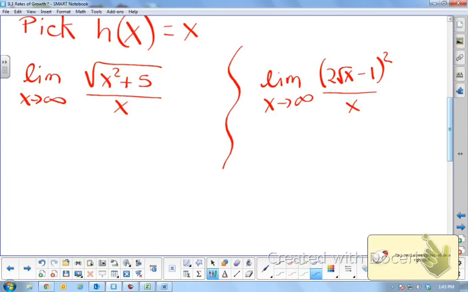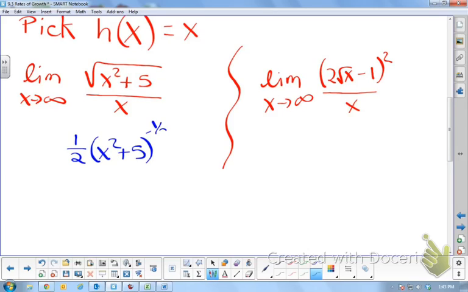If I were you guys, that's what I would be like, hey, L'Hopital's rule. Go right ahead. So L'Hopital's rule, we have 1/2 (x squared plus 5) to the negative 1/2 times 2x over 1.